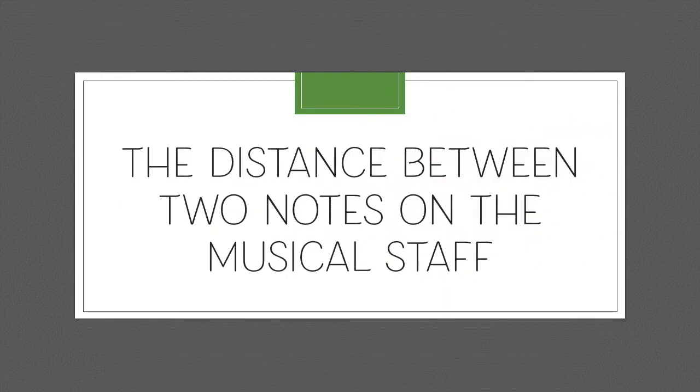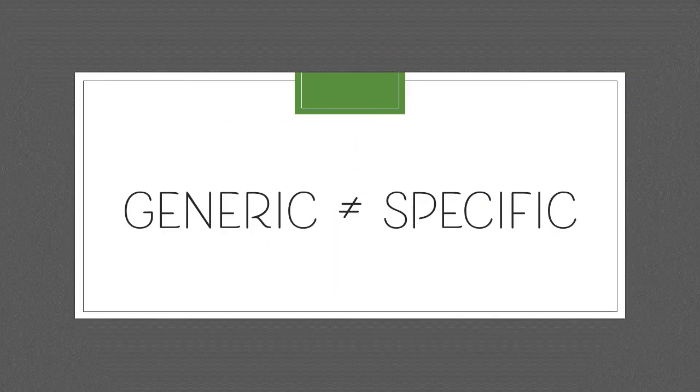An interval is the distance between two notes on the musical staff. Like many other musical concepts, intervals can be really simple, but they can also become quite complex. So let's talk about the simple part of intervals in this first video. We start with generic intervals. Generic simply means common. It's the opposite of specific. We'll learn about specific intervals in the next video.